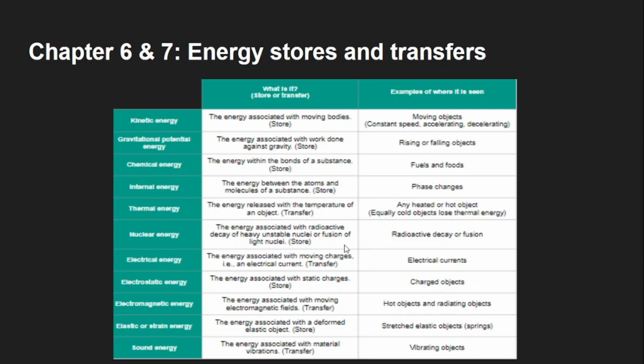Then you've got nuclear energy. So nuclear energy usually comes in two forms that we're aware of. One is when we have the radioactive decay of heavy unstable nuclei, so things like uranium or plutonium, breaking down into smaller, more stable nuclei. And when they do that, they release nuclear energy. And then you've also got the fusion of light nuclei, so typically hydrogen atoms that we're aware of in the universe, which fuse together to form helium. So this is again a store of energy. And the two examples where it's seen really are radioactive decay or fusion.